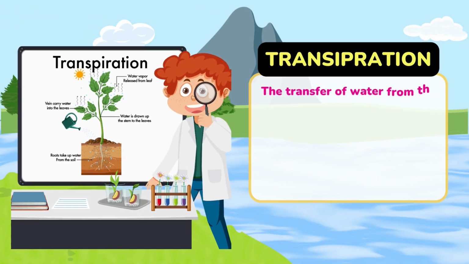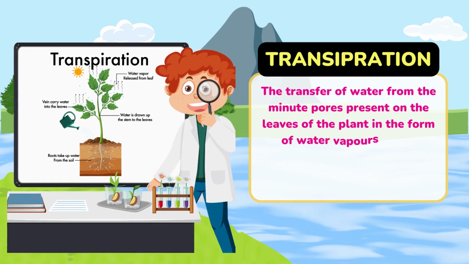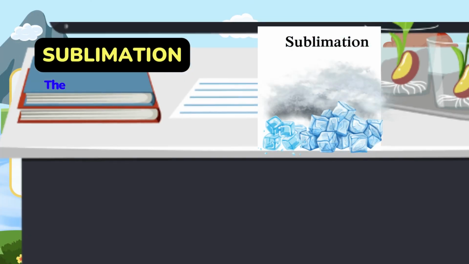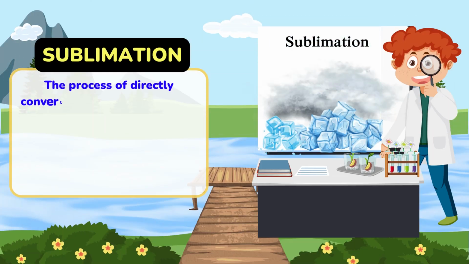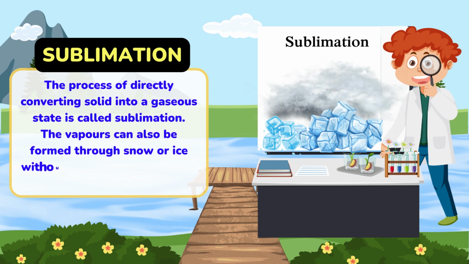The process of evaporation includes transpiration, which is the transfer of water from the minute pores present on the leaves of a plant in the form of water vapor to the atmosphere, called transpiration or total evaporation. The process of evaporation also includes sublimation. Sublimation is the process of directly converting solid into a gaseous state. The vapors can also be formed from snow or ice without even converting it into water.